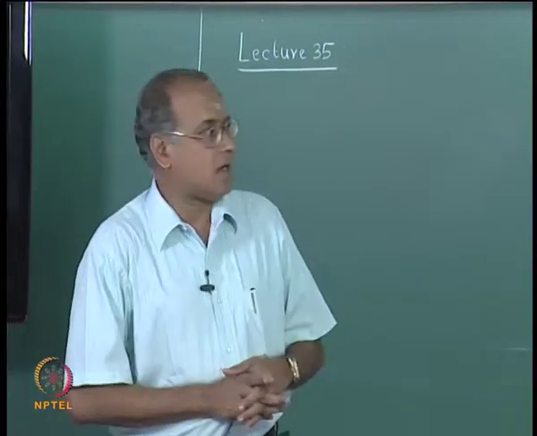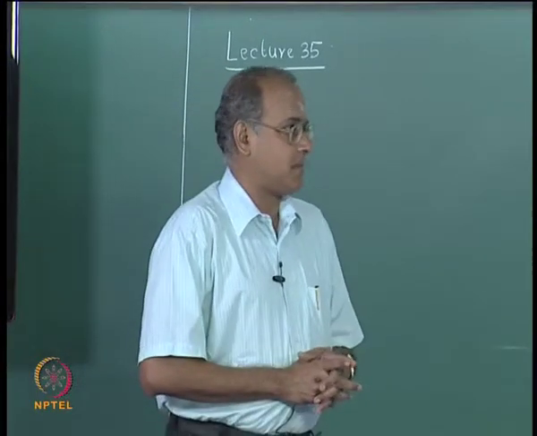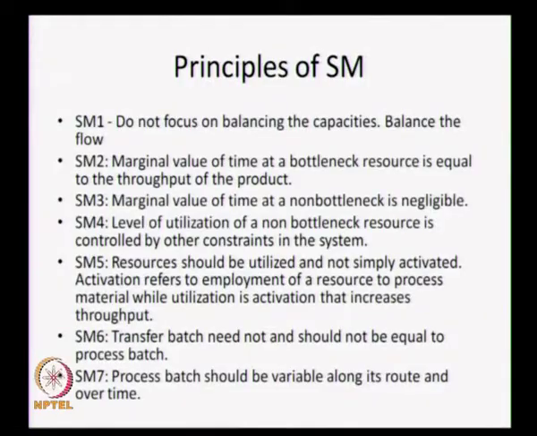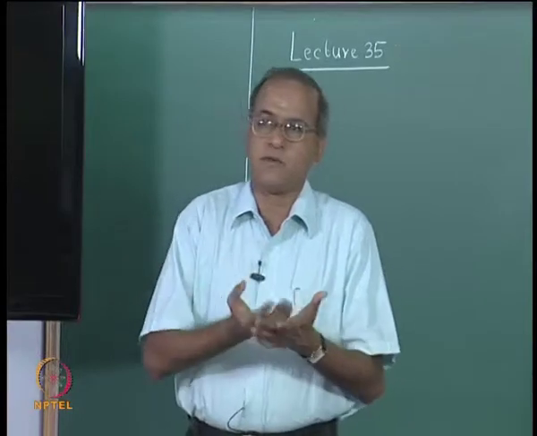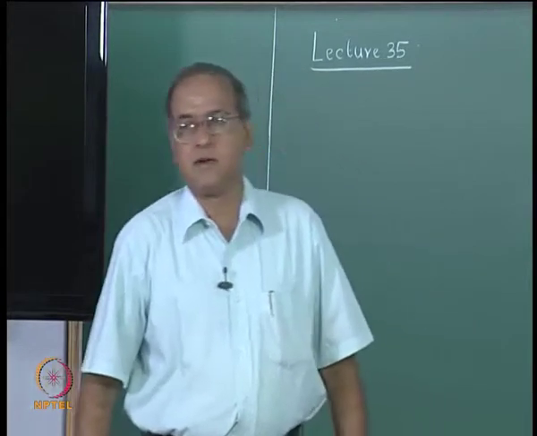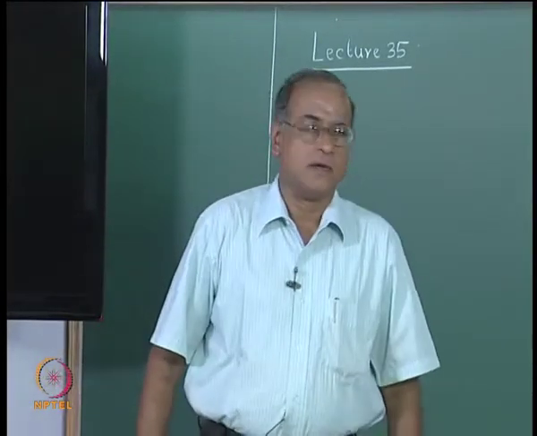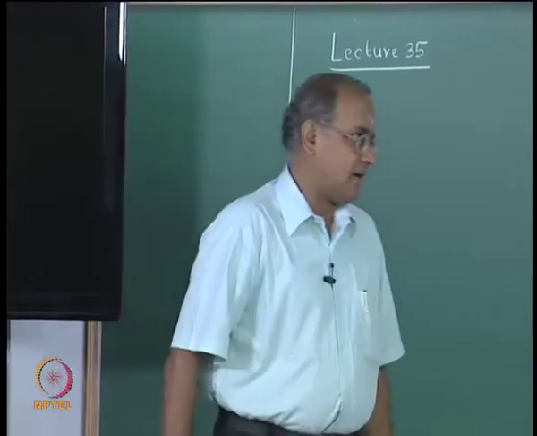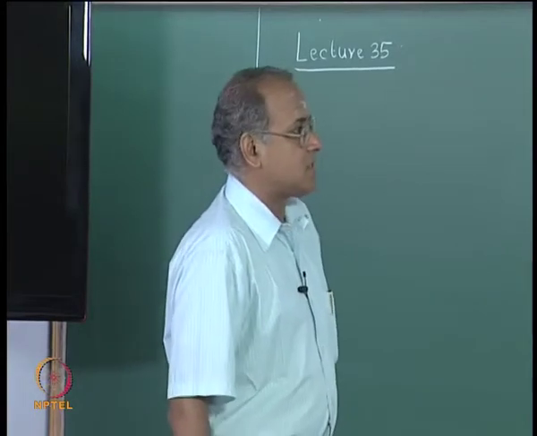The fourth and fifth principles talk about utilization. The fourth principle says the level of utilization of a non-bottleneck resource is controlled by other constraints in the system. It is controlled by the bottleneck, and depending on how much the bottleneck can produce, the non-bottleneck produces the same quantity, and therefore its utilization will have to be less than 100% and is controlled by the production of the bottleneck resource. This immediately relates to the fifth principle, which talks about activation.